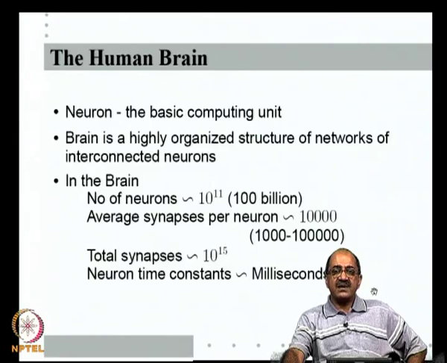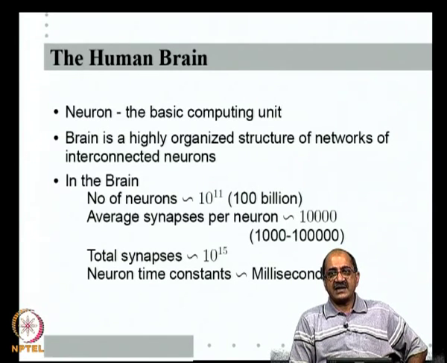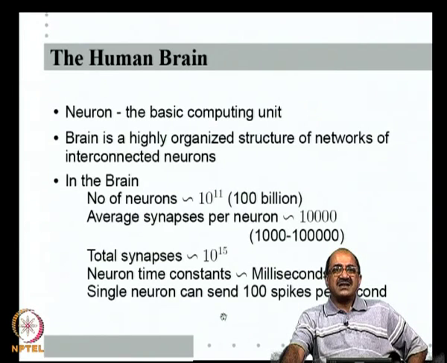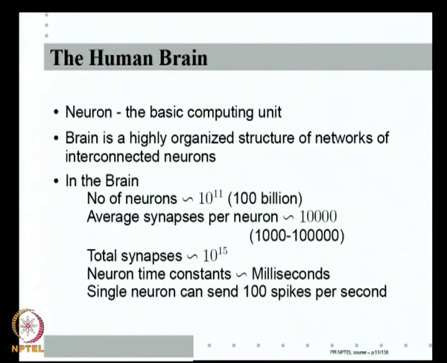Neuron time constants are in the milliseconds. As a matter of fact, once a neuron fires an action potential, it takes some time before it comes back to its resting potential. Till then, it is not sensitive to any other input it receives. So, if you think of this firing of action potential as a switching, then switching time constants of neurons are in the millisecond range, okay. Which means a single neuron can send up to about 100 spikes per second. Okay. These are the numbers. Essentially, the entire computing is mediated by various neurons sending spikes when they receive inputs, and this coordinated activity is what gives rise to all the intelligent behavior we know.